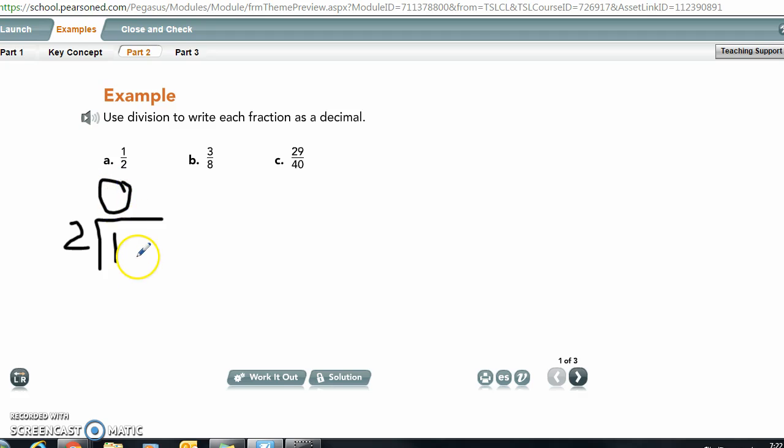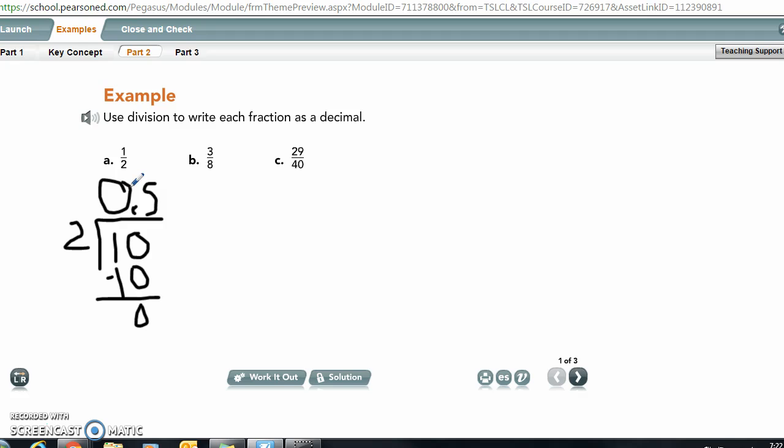Okay, now you know that you're going to have a decimal right here. Okay, because your decimal's after the 1, it'll go straight up. Okay, so then I have to add a 0. How many times will 2 go into 10? Oh, 5 times. 2 times 5 is 10, so I subtract 10 and I get 0. So when I use division to write each fraction as a decimal, I know that 2 goes on the outside, 1 on the inside. 1/2 is equal to 0.5 or 50 cents.